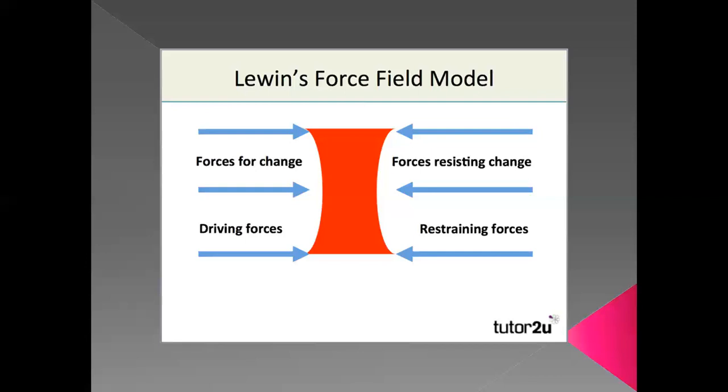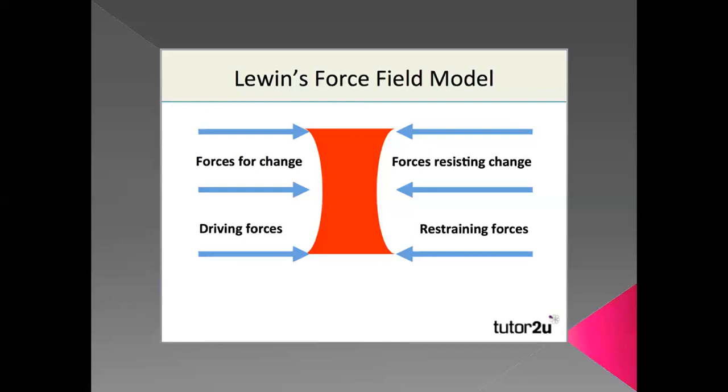The other side of Lewin's model represents the restraining forces. The first was driving forces that push the organization towards a new state of affairs, and the second kind of force is the restraining forces that maintain the status quo. These restraining forces are commonly called resistance to change. Why are they called resistance to change? Because they appear as employee behavior that blocks the change process. They try to block the change process.